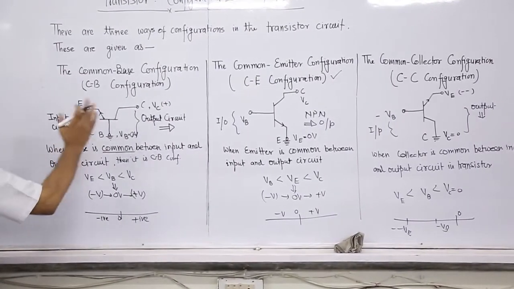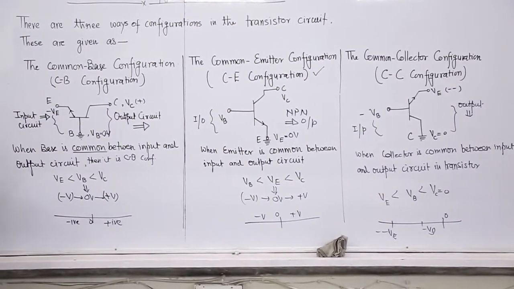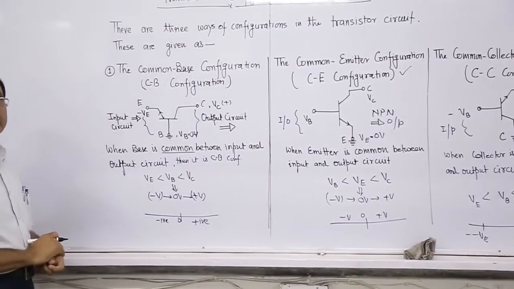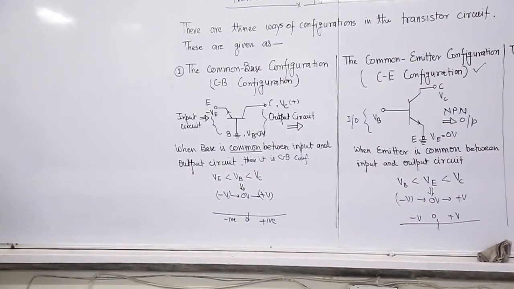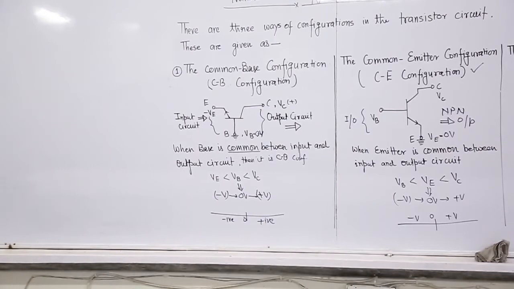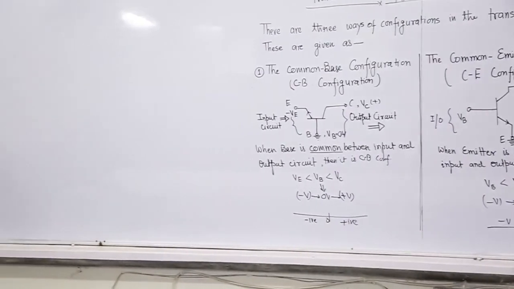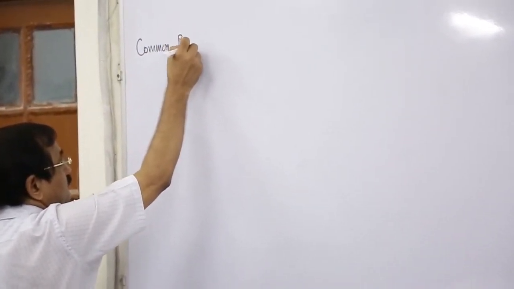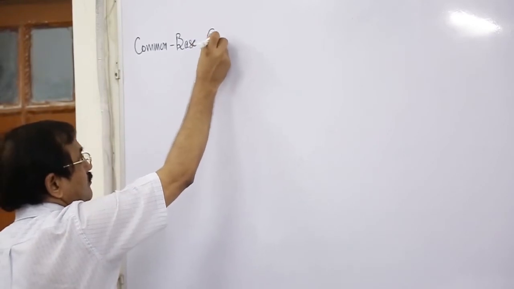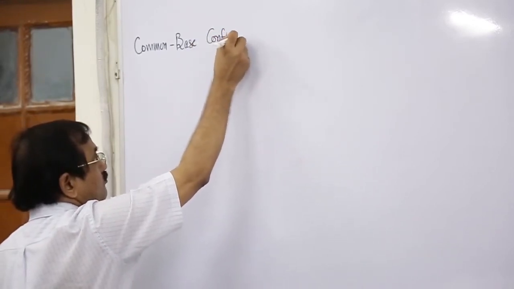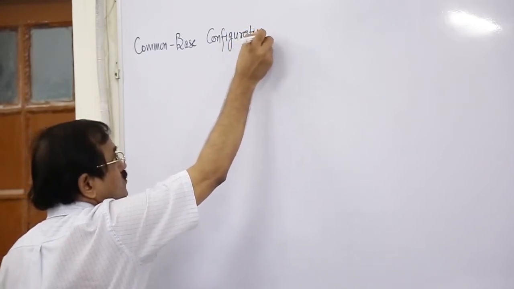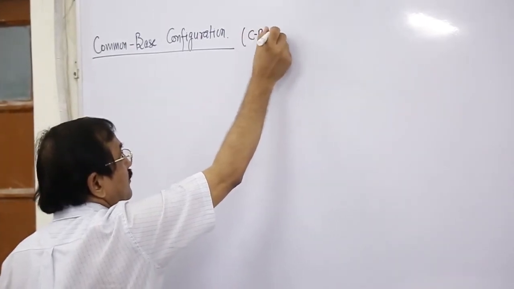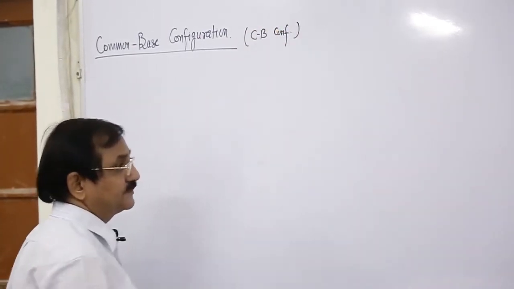Among these three circuits, let us take the first circuit, that is the common base configuration, the CB configuration.